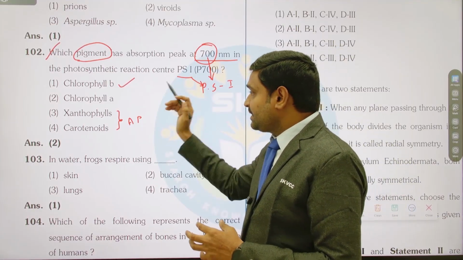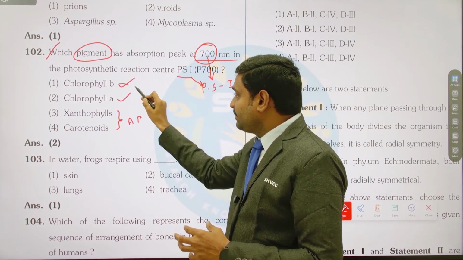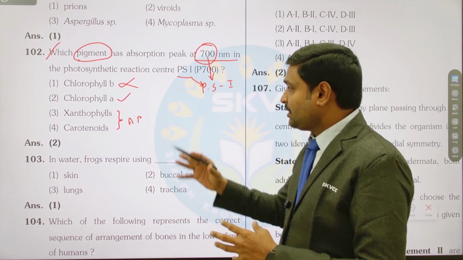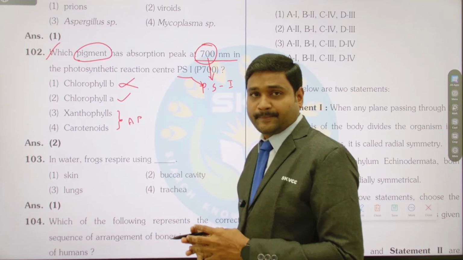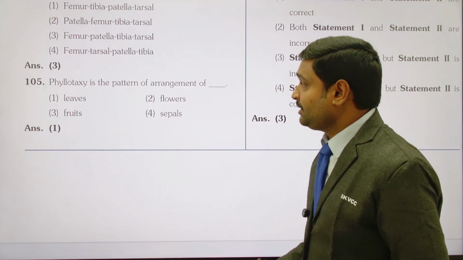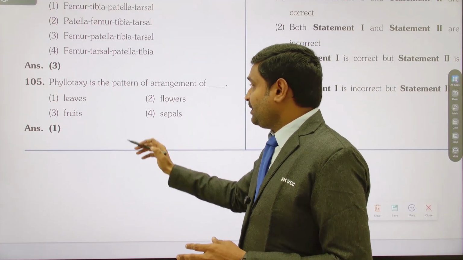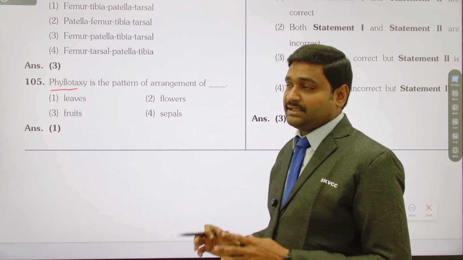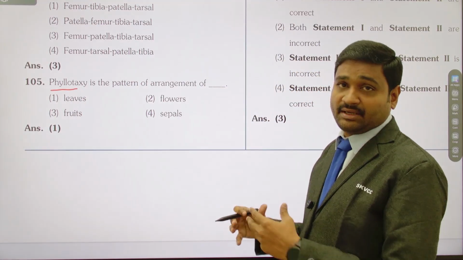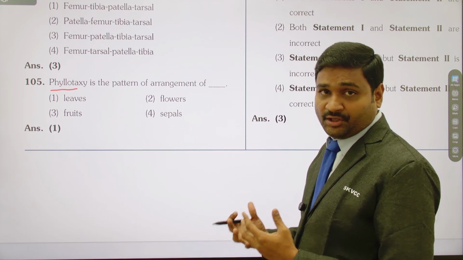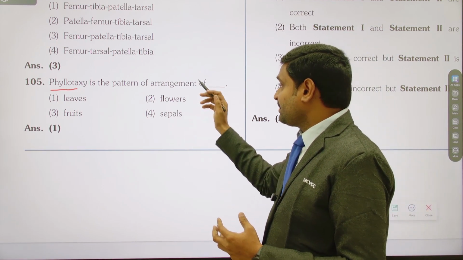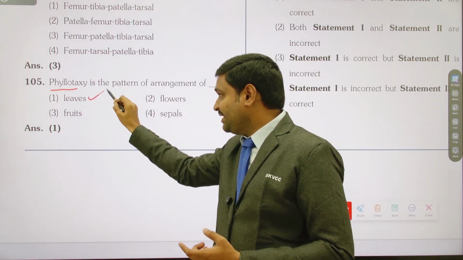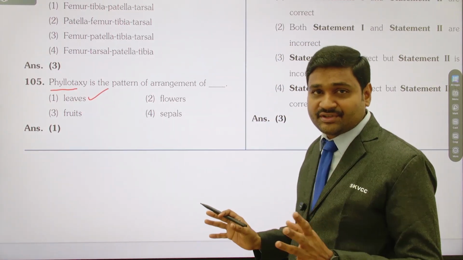Only there is chlorophyll A, because chlorophyll A is the major pigment. So that's why option 2 is a correct option. Next, question number 105. Question 105 easily represents phyllotaxy, which is the pattern of arrangement of leaves. A direct question. No confusions, no doubts at all.